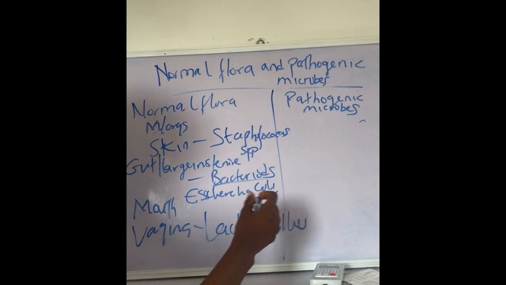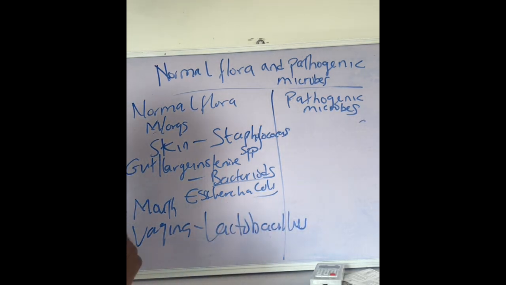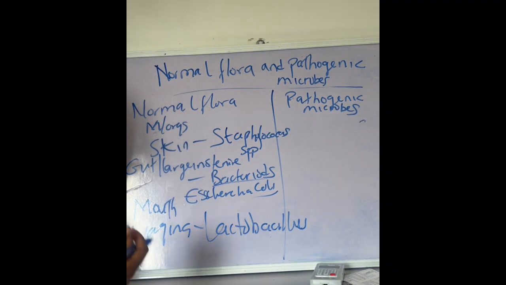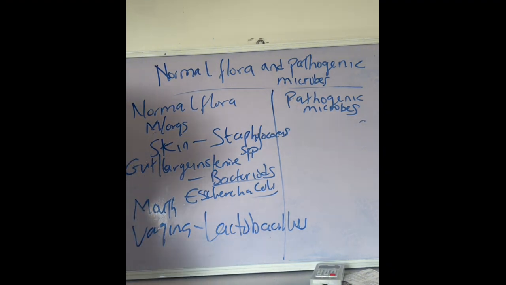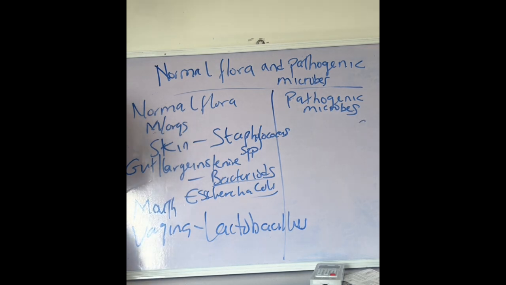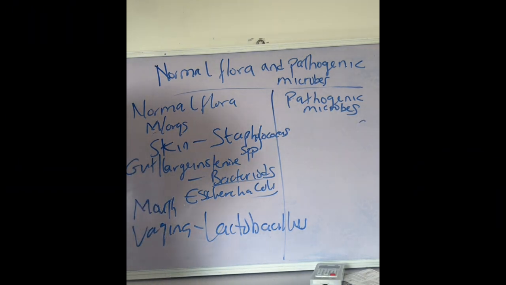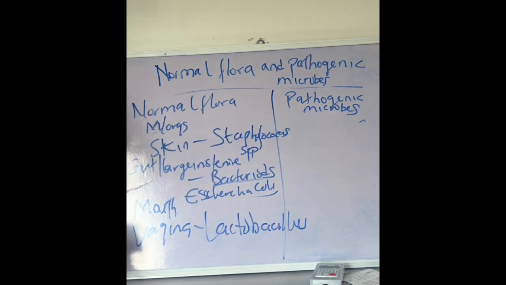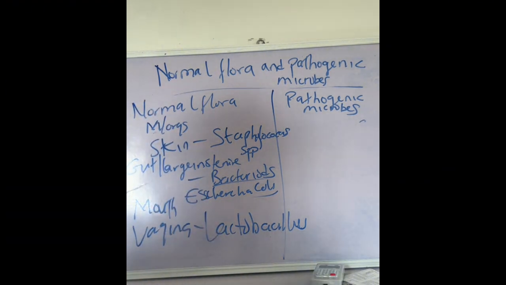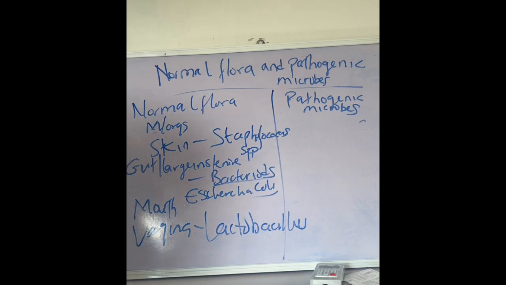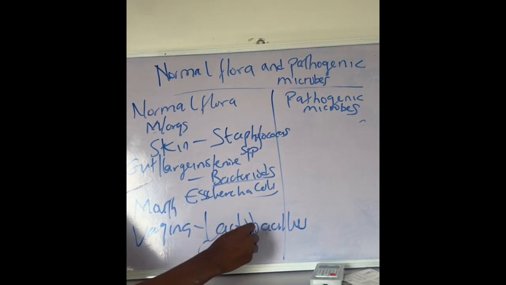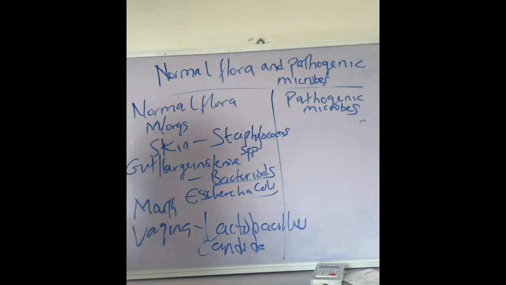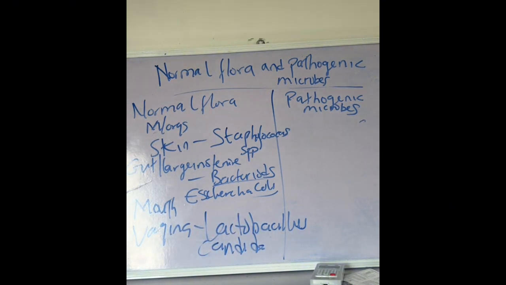In fact, it's the most dominant of the organisms you can find in the vagina, and it plays a very vital role because it helps to maintain the pH of the vagina. That is why some of those things that people take to balance the vaginal pH, you don't need them. As long as you have Lactobacillus active in the vagina, you don't need to take drugs to balance pH, because the Lactobacillus already does that. Another organism you can also find in the vagina is Candida.